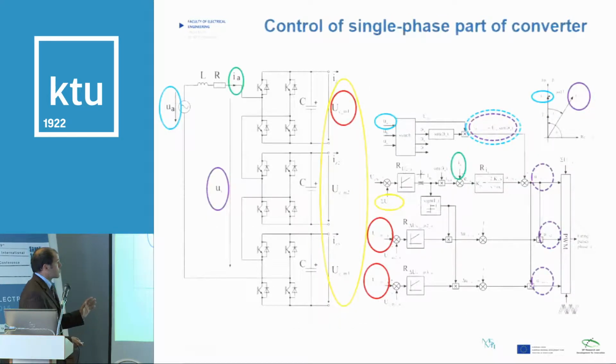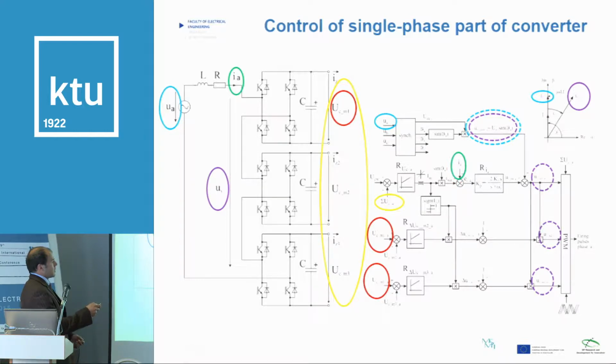And now in detail, the control structure for the converter. It's for the single-phase part of the converter. The mathematical model is based on the mathematical description of the multilevel converter, and the output is the modulation signal. The voltage control controls the sum of the voltage of these 3 cells to the required value, and there is a classic PI controller, and the output value is a magnitude for the required current.